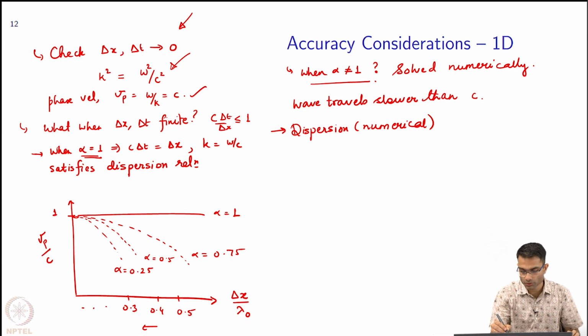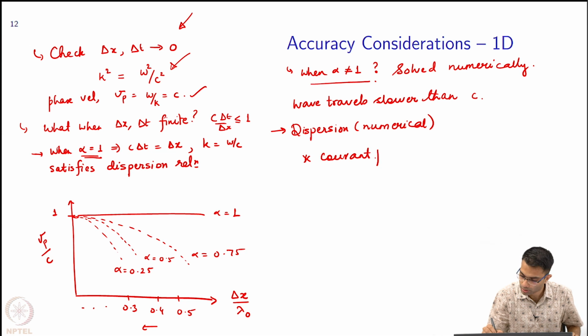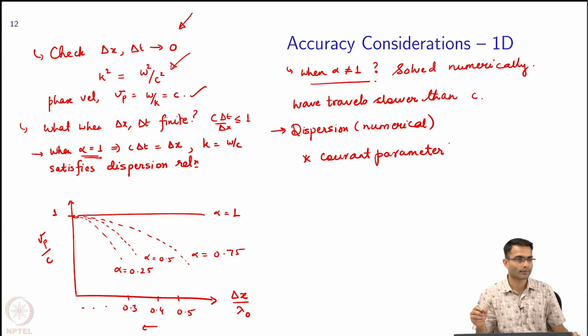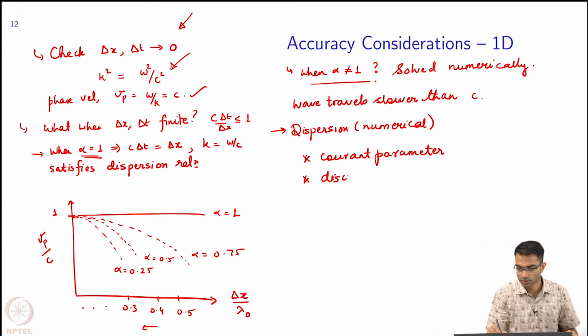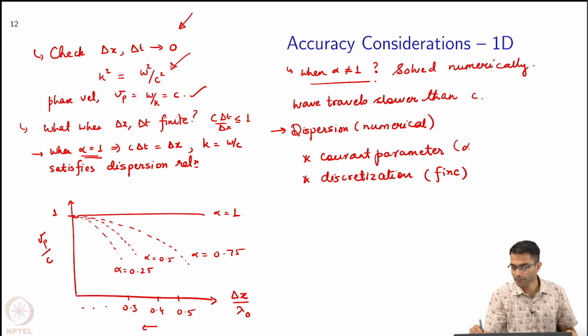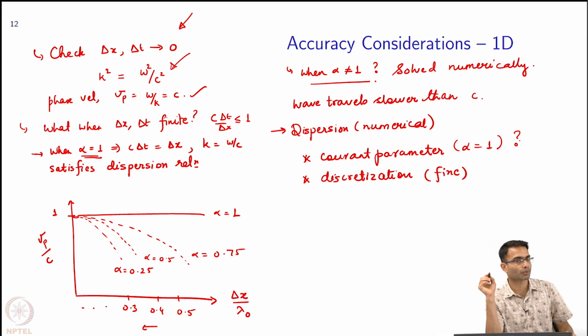Alpha is one thing, right. So, I can control it by the Courant parameter. I will come to it. Courant parameter is one knob. Any other knob? Discretization. So, discretization fine and Courant parameter alpha is equal to 1, right. But I am going to put a question mark over here. We will come to why.